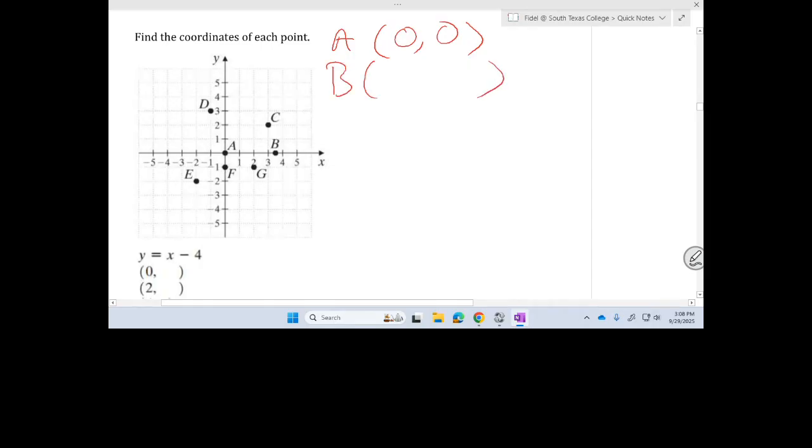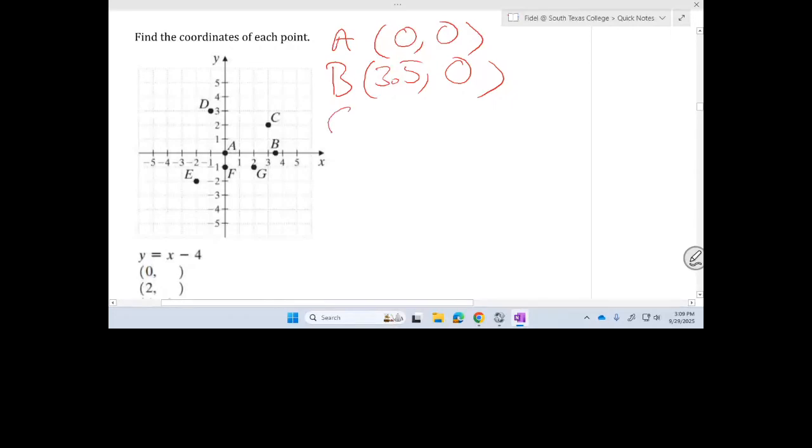Now, I'm not trying to trick you with part B. We're right in the middle between 3 and 4. Everyone agree? 3.5? Okay, did we go up or down? No, right? So we're going to be again at 0.